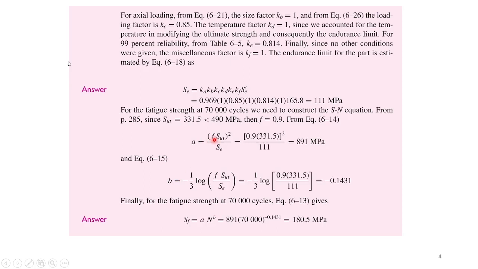أهو. F as ultimate كل تربيع over SE وminus تلت log F as ultimate over SE. Of course, this is the fully corrected endurance limit. And this is the fatigue strength fraction. So that chart for the fatigue strength fraction also will be provided to you. عن طريق ال ultimate tensile strength هتروح تجيب قيمة ال F. هتعوض عن A وال B ثم هتقول إن ال SF بتساوي A n to the power B هتعوض وهتجيب ال fatigue strength.